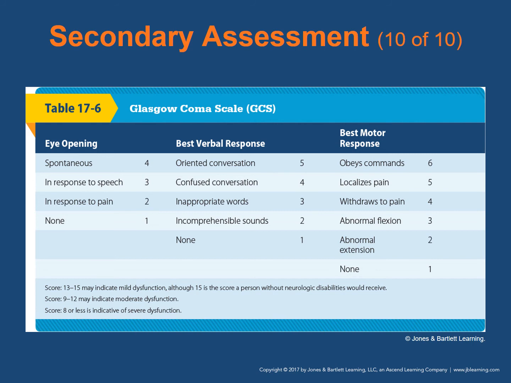We would hope to see a patient who is top score, so that puts them at 15. But when we see some mild dysfunction, it's going to be 13 to 15. A patient who is in a 9 to 12 range, we're getting some moderate dysfunction. And anyone that is 8 or less, we've got big issues. So that is your Glasgow Coma Scale.